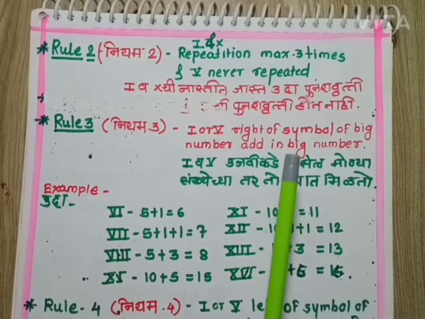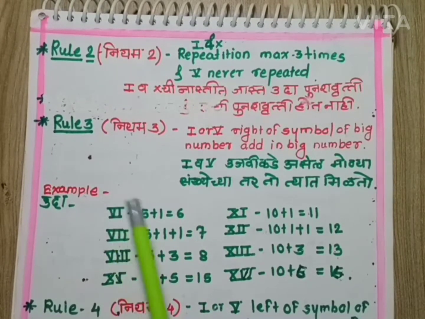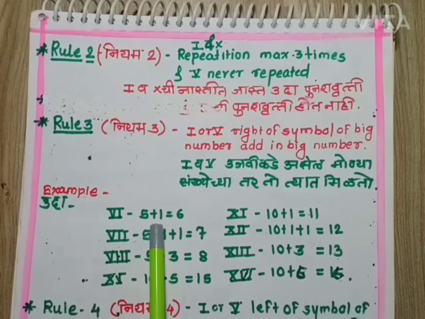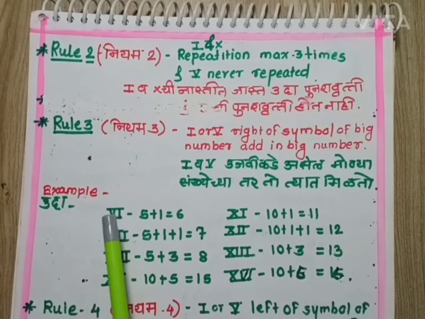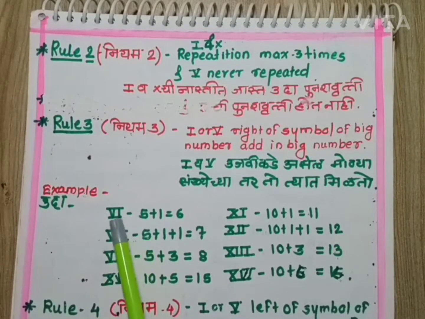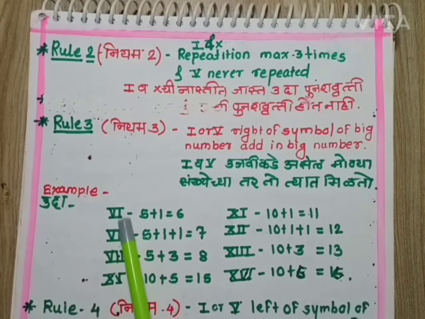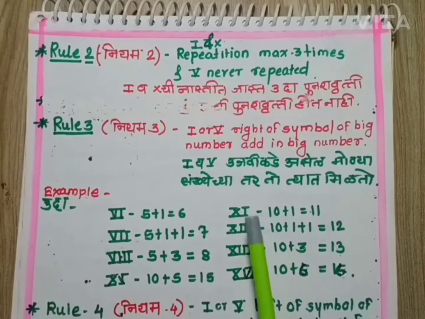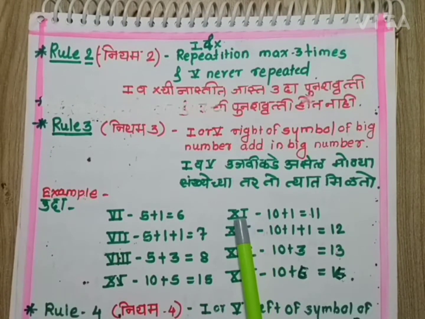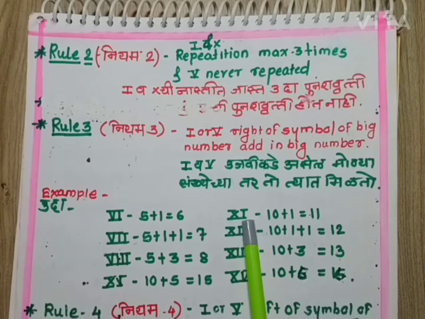Therefore, by rule number 3, the value is added to that bigger number. V gives the value 5, and I is on the right side of the V, so its value 1 is added to that 5, which gives the value 6. Therefore, we note the value 6. In the same sense, for XI, we have to first find which value is bigger here.